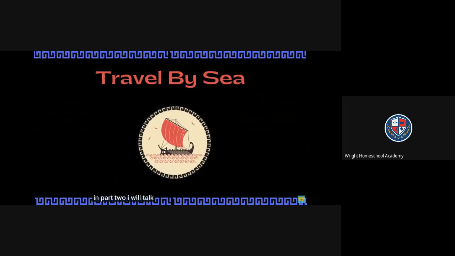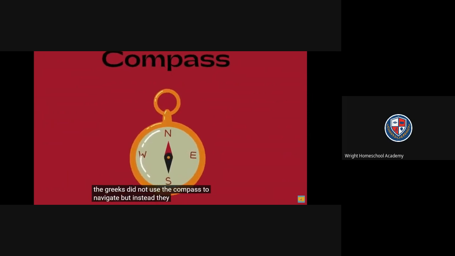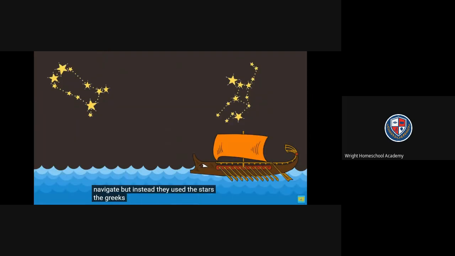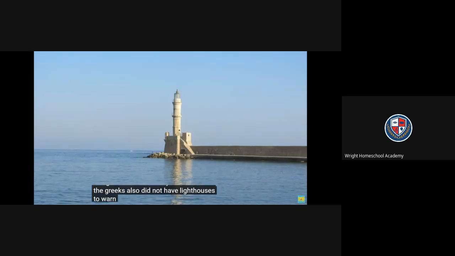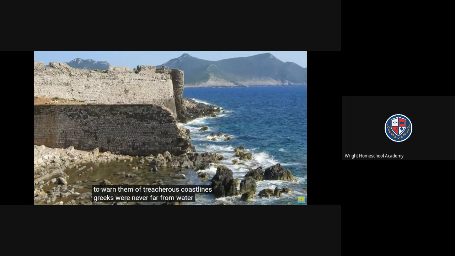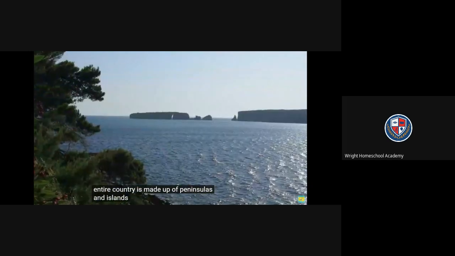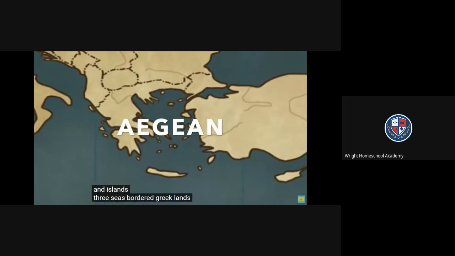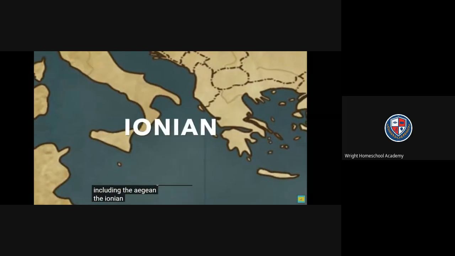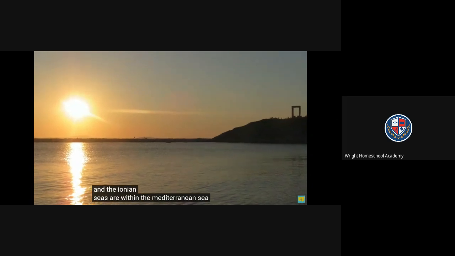In part 2, I will talk about Greek travel by sea. The Greeks did not use the compass to navigate, but instead they used the stars. The Greeks also did not have lighthouses to warn them of treacherous coastlines. Greeks were never far from water. The entire country is made up of peninsulas and islands. 3 seas bordered Greek lands, including the Aegean, the Ionian, and the Black Sea. The Aegean and the Ionian seas are within the Mediterranean Sea.